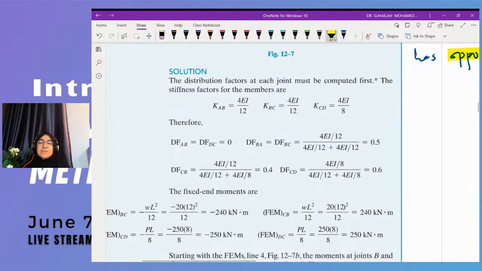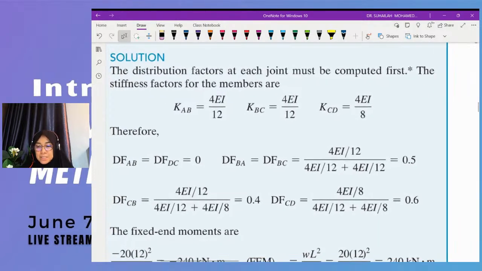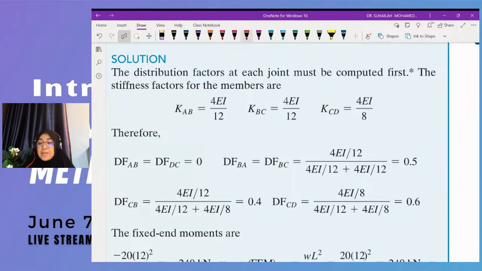The first step that we need to do before we draw the table and do moment distribution is, of course, to calculate k. There are three members, so there are three values of k. We will calculate KAB, KBC and KCD, three values because of three elements.